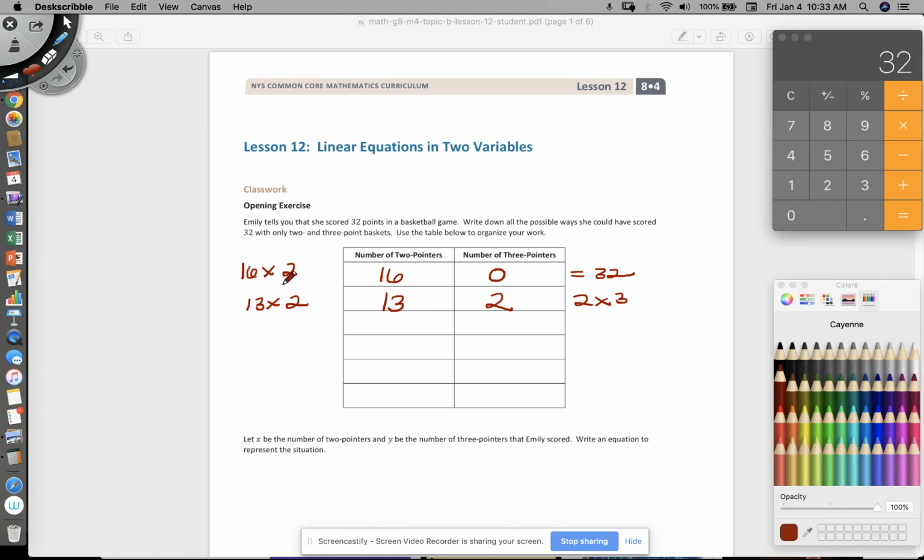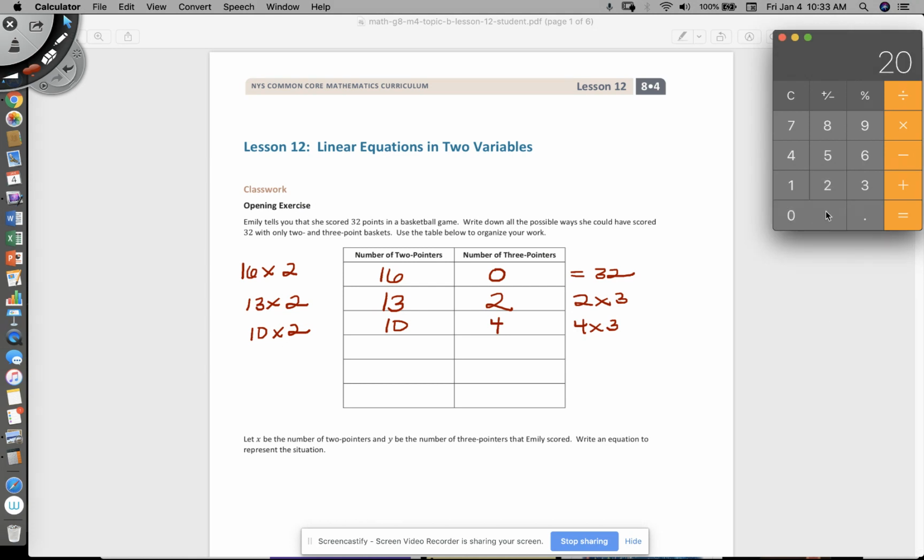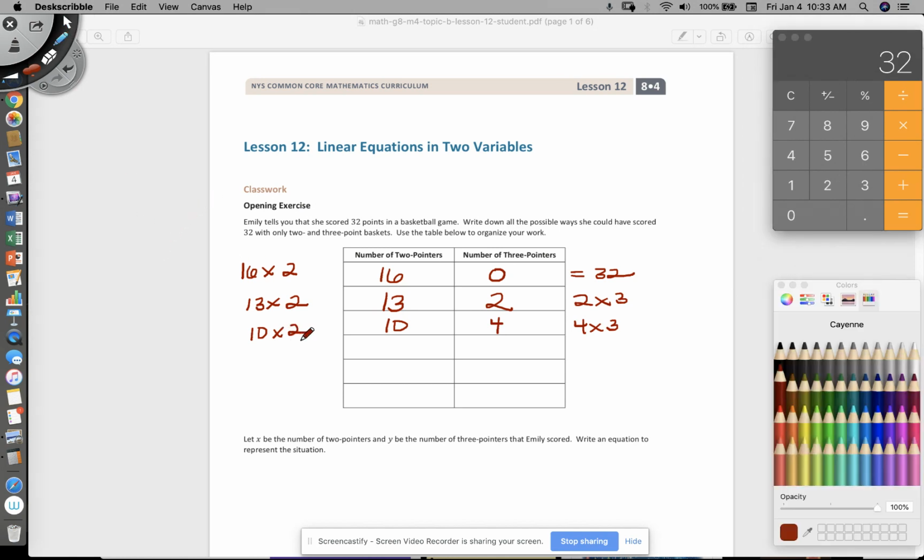Let's try another one. Let's try 10. Because I know 10 times 2 gives me 20, which means I would need 4 3-pointers because 4 times 3 is 12. And so on your calculator, I would say 20 plus 12, and I got my 32 again. Let's try 7. 7 times 2 gives me 14. So I have 14 already.